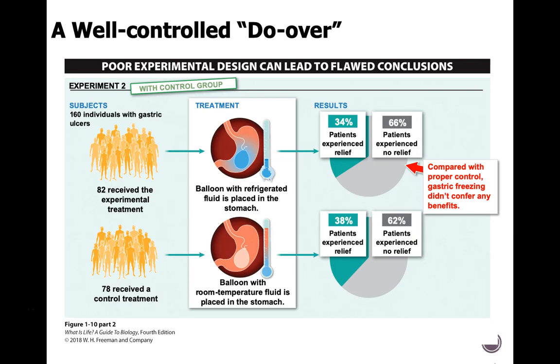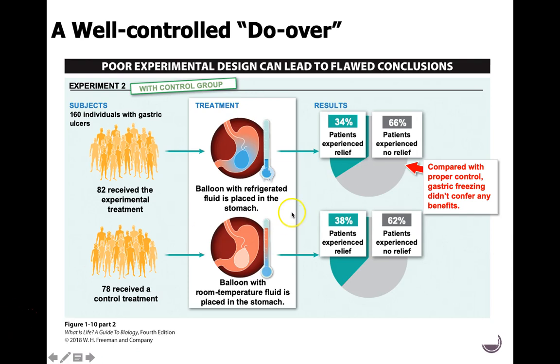So in a second experiment later, somebody said, hey, this experiment was flawed. They didn't use any control, so they redid it. And they looked at 160 individuals who had ulcers. Roughly half of them received this cold balloon treatment, and then half of them received sort of a placebo treatment. They received a balloon treatment, but it wasn't cold. So they filled the balloon with fluid that was room temperature.